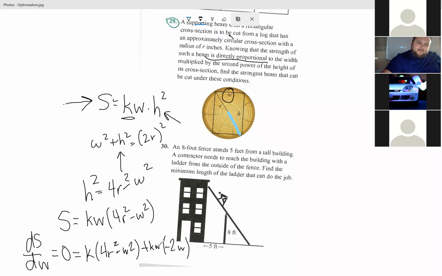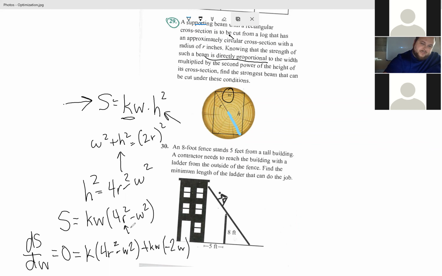Now, does it make sense that if I tried to differentiate R, it would be 0? Why would it be 0? This is a rigid object, right? It's some log. So the radius of the log can't change. True. So if I try to differentiate it, it would go to 0.